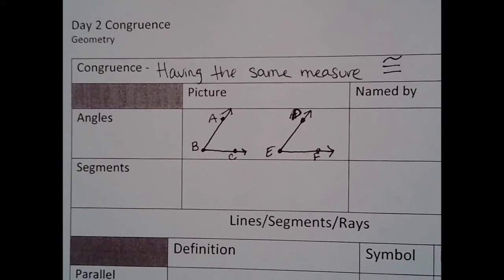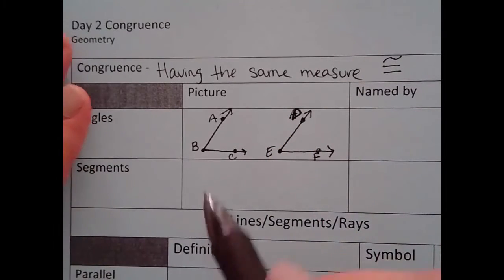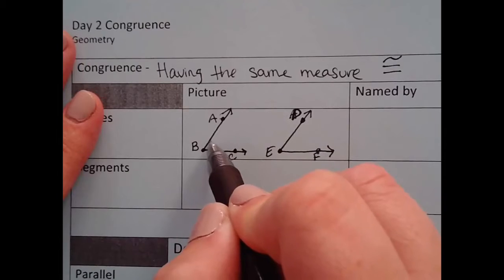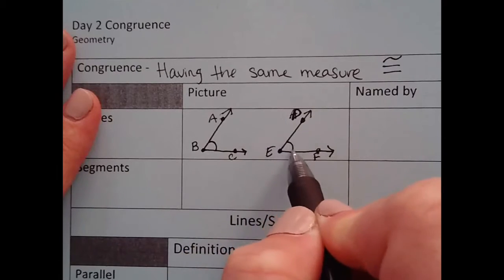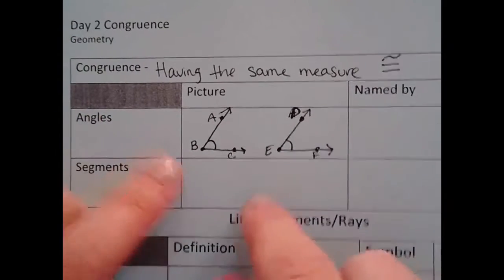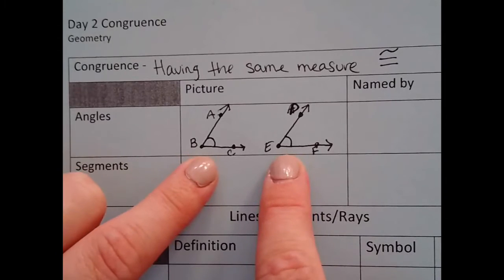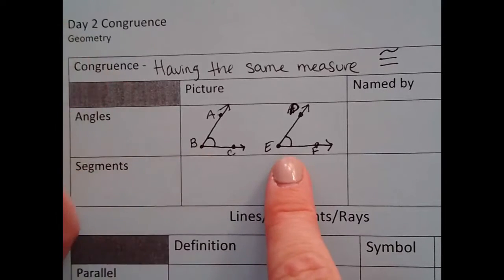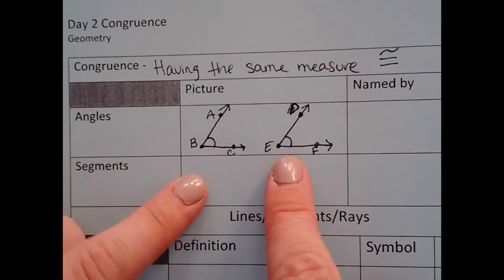If I'm going to name these angles and show that they're congruent, if I just look at the pictures, in order to know that they're congruent, you need an additional marking. You need this little arc here to show that those angles are the same measure. Now what they are, we don't know, but we can talk about them and say that they are congruent.